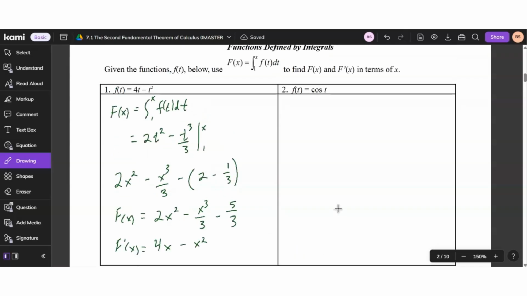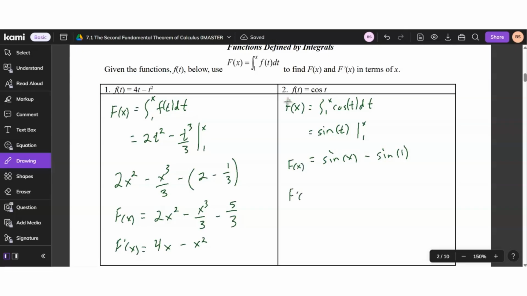Alright, so then on this side we're doing the same kind of thing, except this time we're using a trig function. So F of x is going to be the integral from 1 to x of cosine of t dt. The integral of cosine is just sine, so it'll be sine of t evaluated from 1 to x, technically plus c as well, but because we're evaluating it, it's going to go away here. So this will be sine of x minus sine of 1. This doesn't work out on the unit circle, so we're just going to leave it like that. And that would be my F of x.